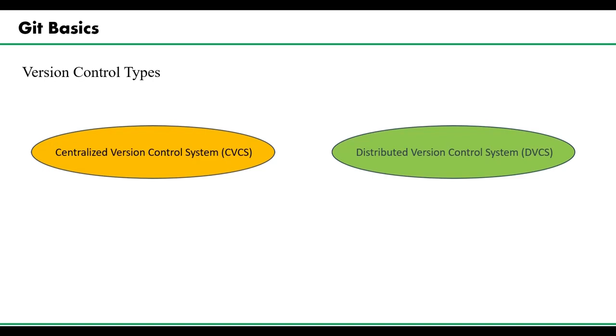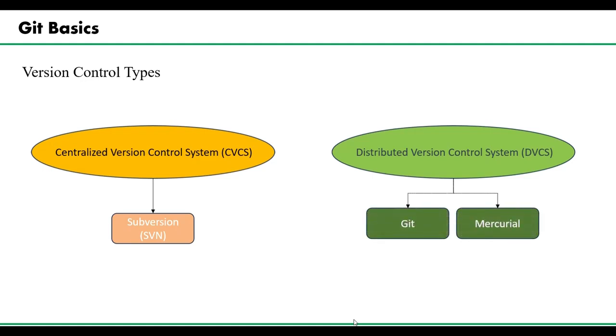Let me give you an example. An example of a CVCS, or centralized version control system, is SVN, or Subversion. You may have heard about it. It is a free centralized control system, and it was widely used back then. But after the rise of distributed version control systems such as Git and Mercurial, for example, people used DVCS more after that.